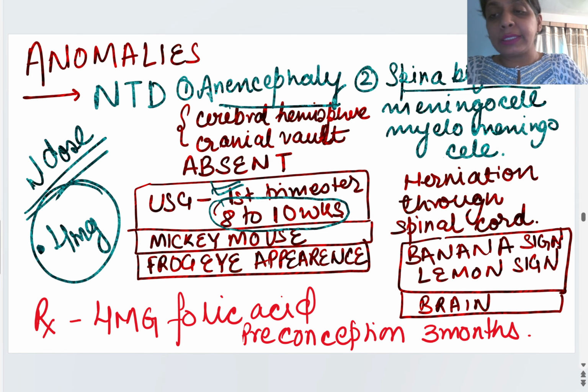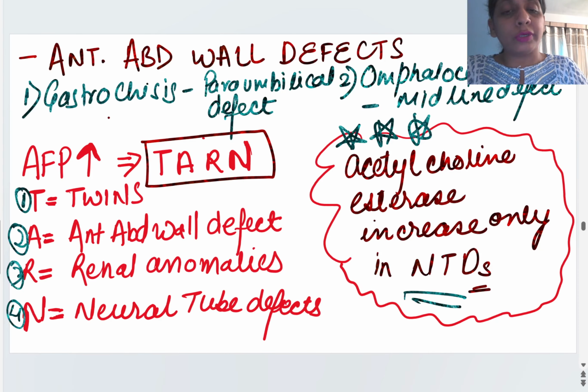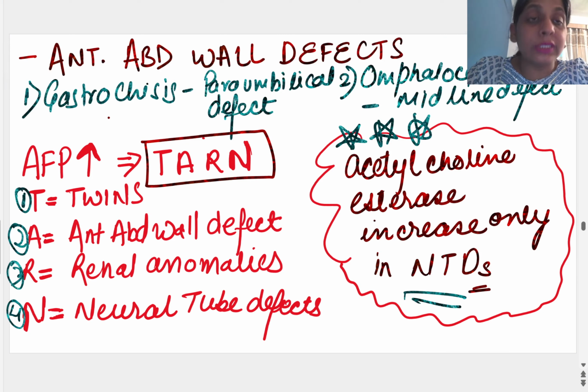Okay, and anterior abdominal wall defects are of two types: gastroschisis, which is a paraumbilical hernia, and omphalocele, which is a midline hernia. In both the cases we can diagnose it on ultrasound, and alpha fetoprotein increases in both the anterior abdominal wall and neural tube defects, but acetylcholinesterase only increases in the neural tube defects. Okay.